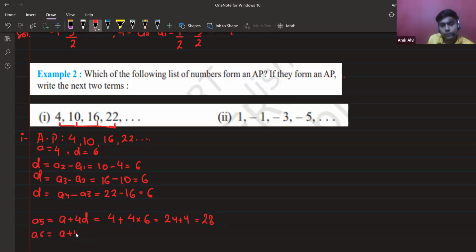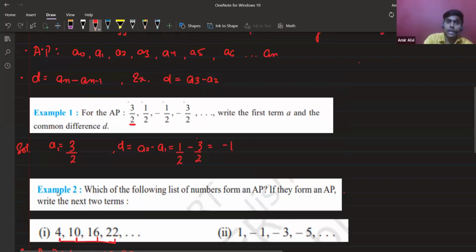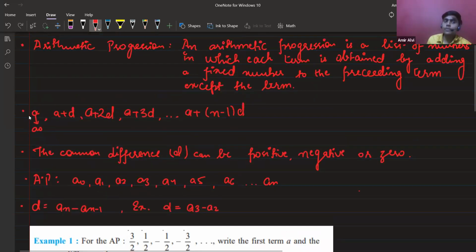Next is a plus 5d. Whenever you write a specific term in the common difference form, the coefficient of the common difference would be 1 less than the actual subscript of the term. Why? Because in the standard form, this is the first term, so we are not going to add d to it. Afterwards we add the d term. That's our second term, where the coefficient of d is 1. Okay, got it?